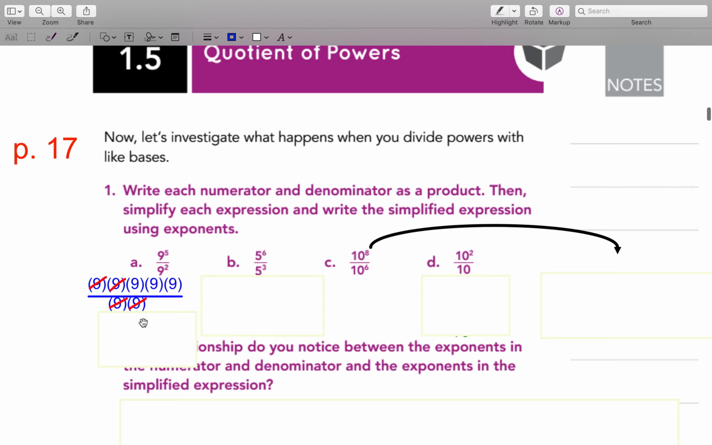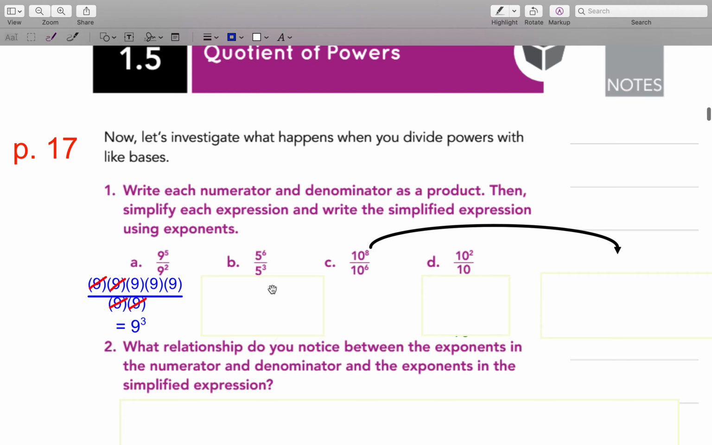this. So the 9s are canceled. So here we can cross out the 9s. And same thing, 1 nine on the bottom, 1 on the top. So on the numerator, we're only left with 3 nines. So using an exponent, we can say the answer would be 9 to the 3rd power. Okay, so 9 to the 5th power over 9 to the 2nd power, or 9 to the 5th divided by 9 to the 2nd, is the same thing as 9 to the 3rd power.